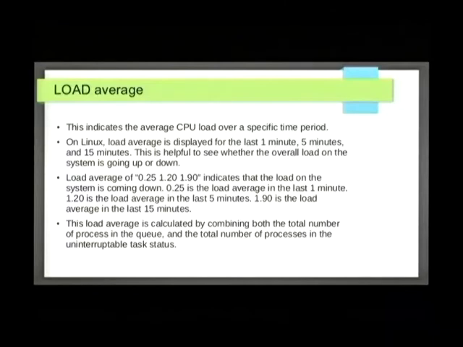This load average is calculated by combining both the total number of processes in the queue and the total number of the process in uninterruptible task status.